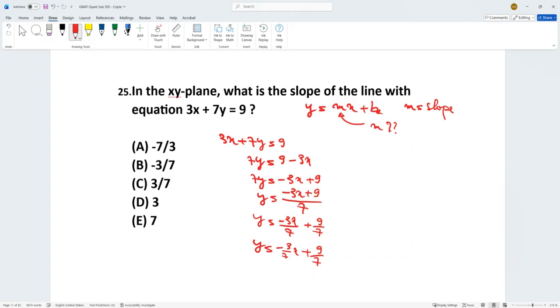So now we have this particular form. See? It's written according to that form. So this is our slope, minus 3 over 7. And when we look at the answer choices, we have answer B, which is the slope. As simple as that. So that's basically how you go about solving this. Okay, so let's move on to the next question, which is question number 26.